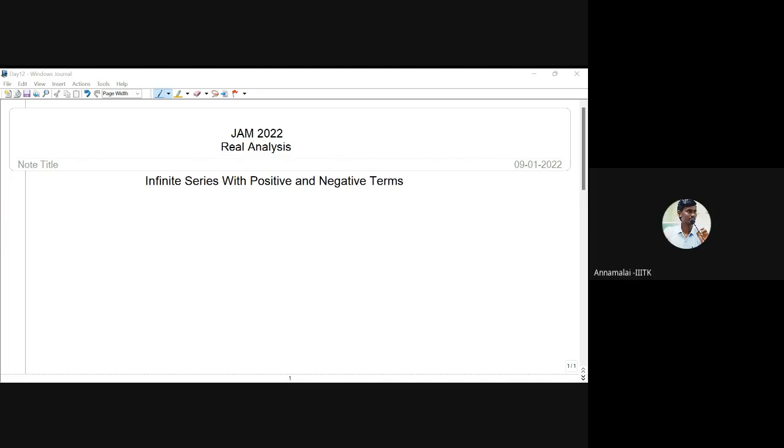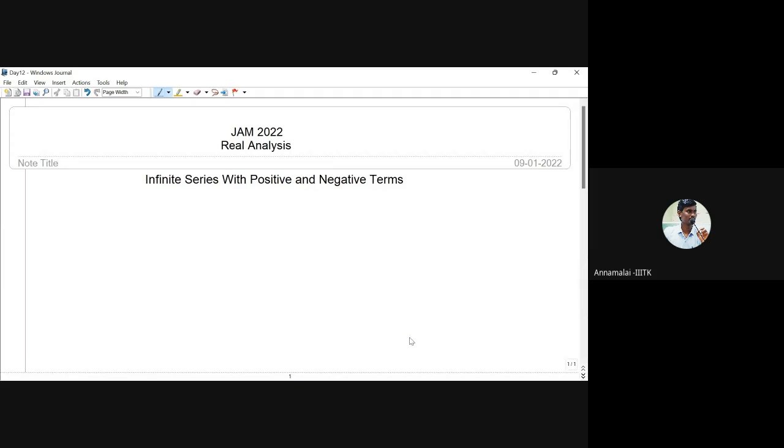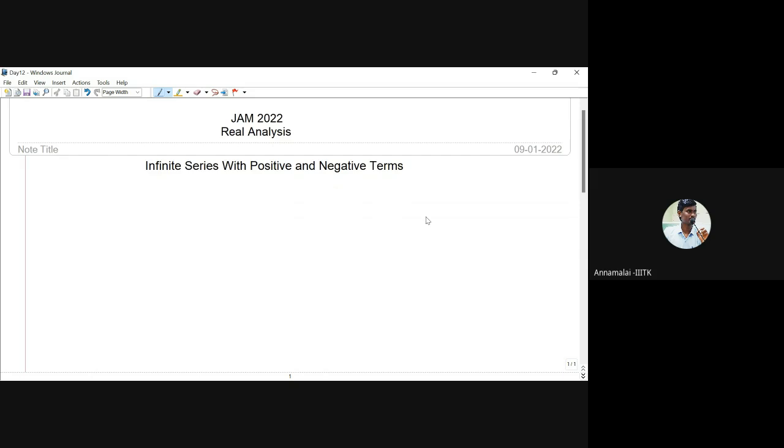Okay, so in this class we are going to discuss infinite series with positive as well as negative terms. In the previous two classes we discussed series with positive terms and the convergence of such series. There are some tests in that: comparison test, ratio test, Cauchy nth root test, and integral test. There are some more tests: logarithmic test, Raabe's test, and so on. Here we have a few more tests to check an infinite series with positive and negative terms. So first we define what we mean by absolute convergence.